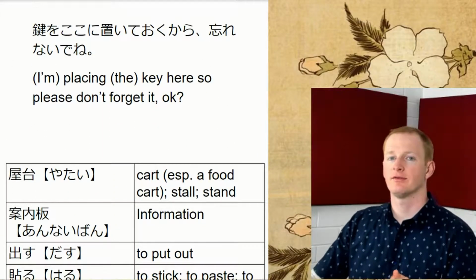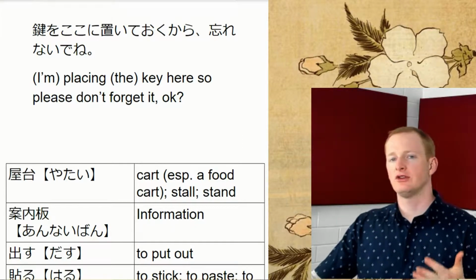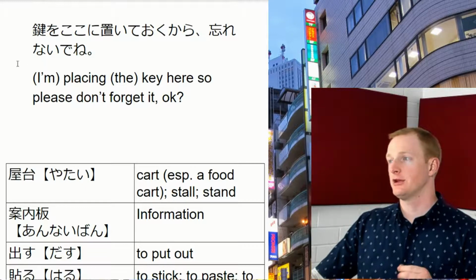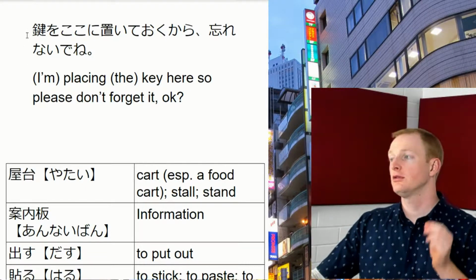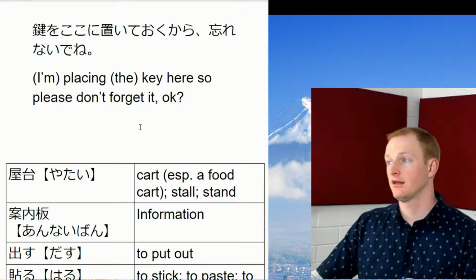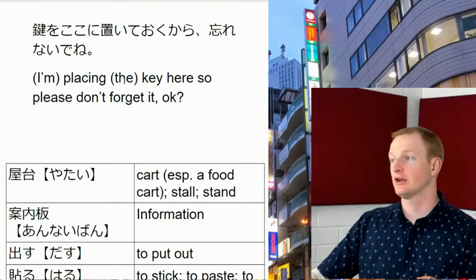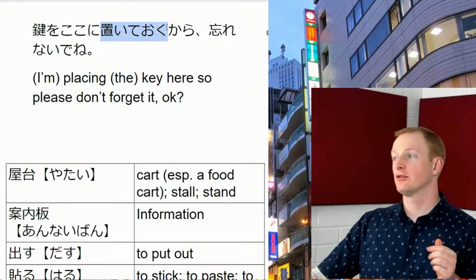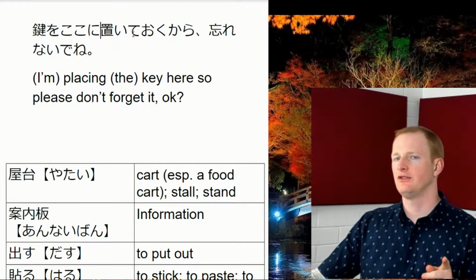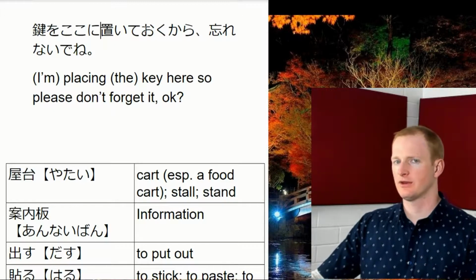Okay, so we've got a kind of phrase. It's very generally used to remind people or to do things for the future. But we've got "kagi o koko ni oite oku kara wasurenai de ne." All right, now this is a bit of a tricky one, but we've actually got oku twice. All right, but notice one time it's written using kanji, and then the second time it's written in hiragana.